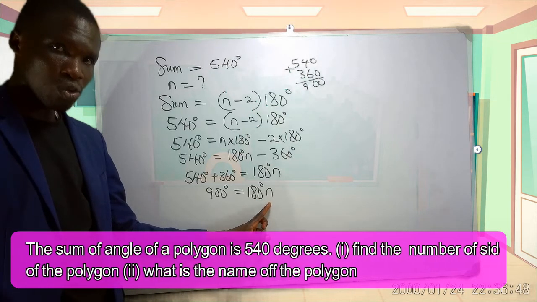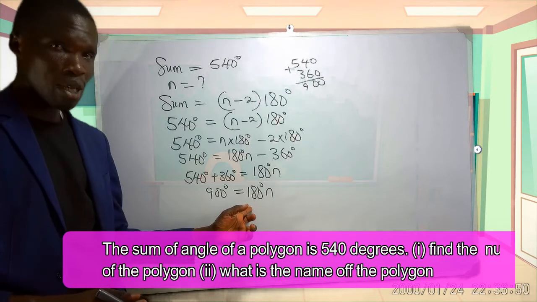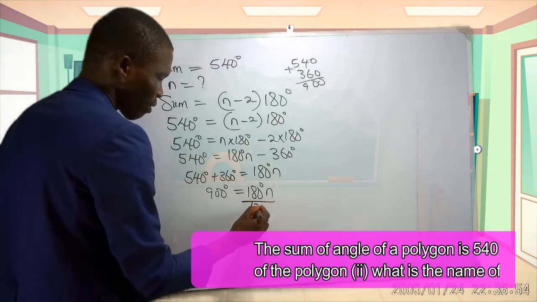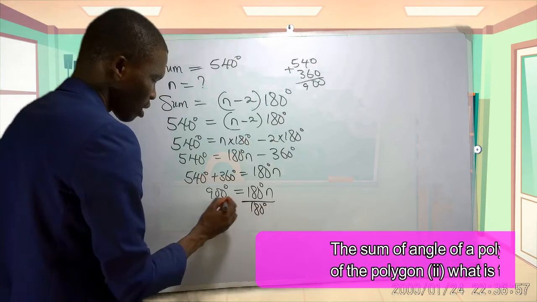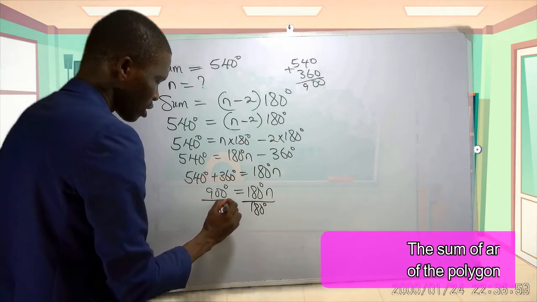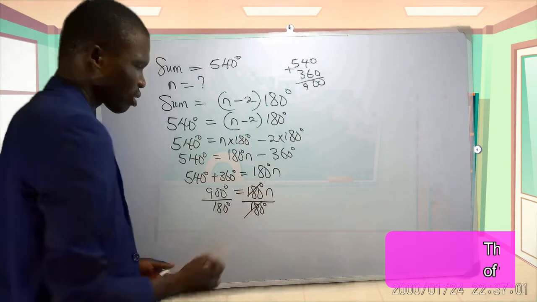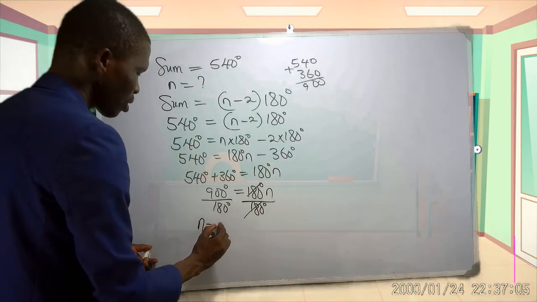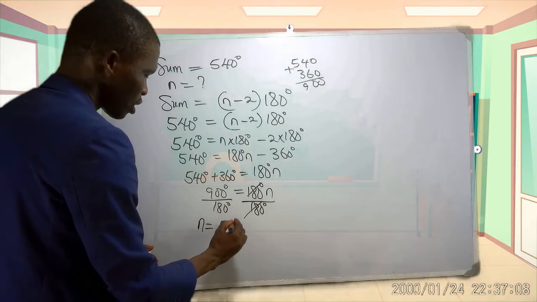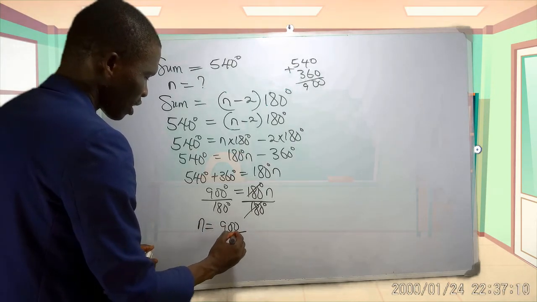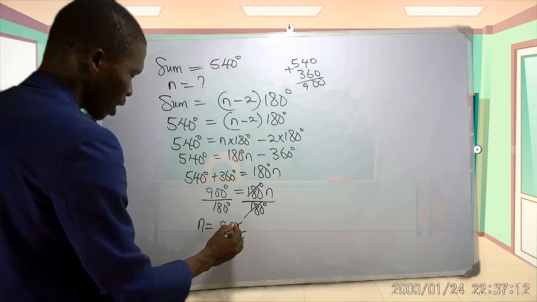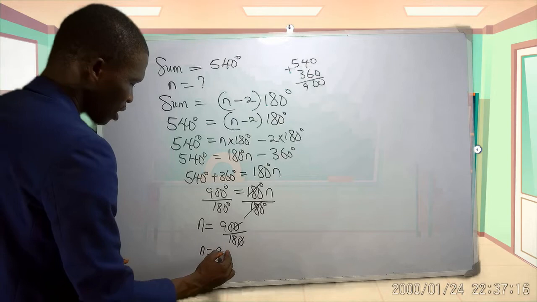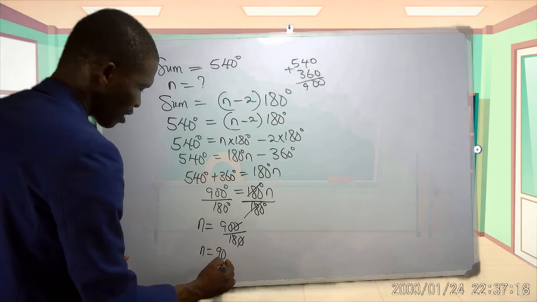Now this is the n we are looking for, and 180 is attached to n. So what are we going to do? We have to divide both sides by 180. We have divided by 180 degrees, divided by 180 degrees. So this will cancel this, and it will remain n. So n will give us 900 divided by 180 degrees. This 0 will cancel this 0. N will give us 90 divided by 18.